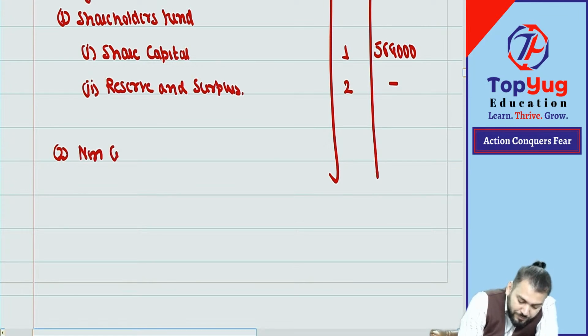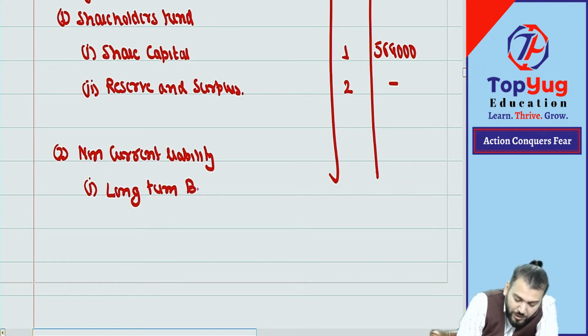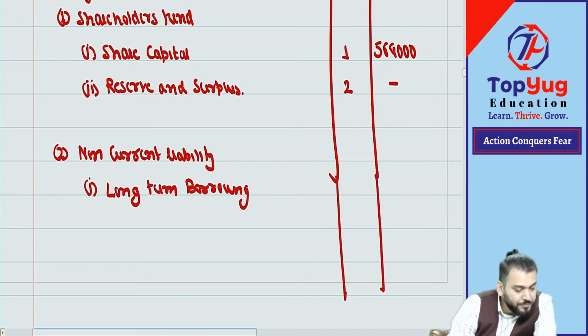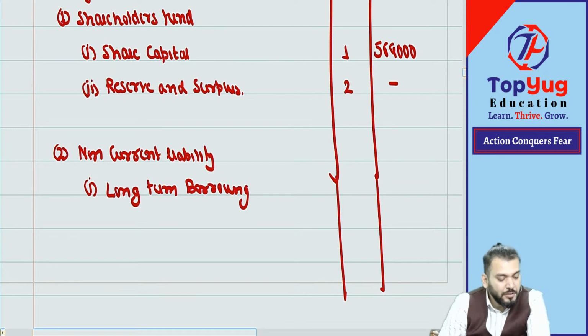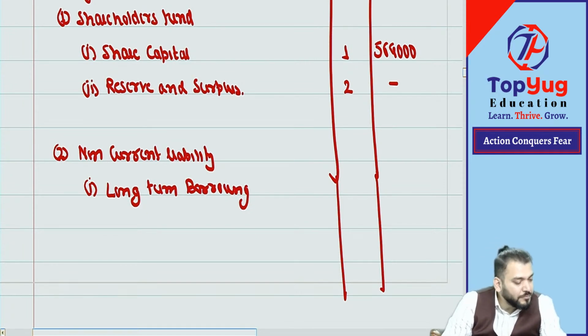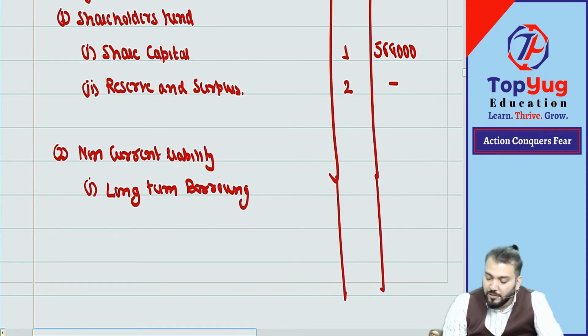Then point number 2, we write down what? Non-current liability. Correct. In this we write down point number 1, long-term borrowing. So we have long-term borrowing, but now there are two debentures. Yes or no? So there was one debenture, how much? 6% debenture. So out of 3,75,000, how much paid?